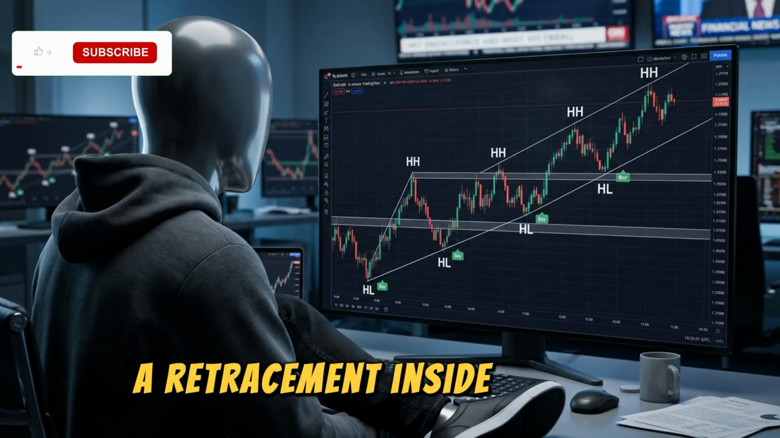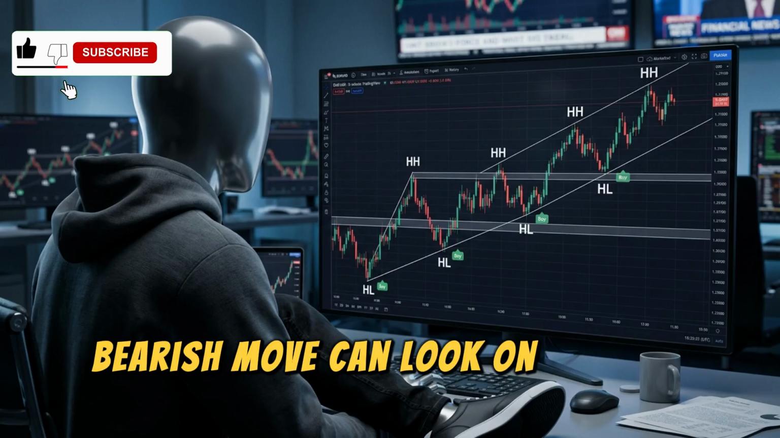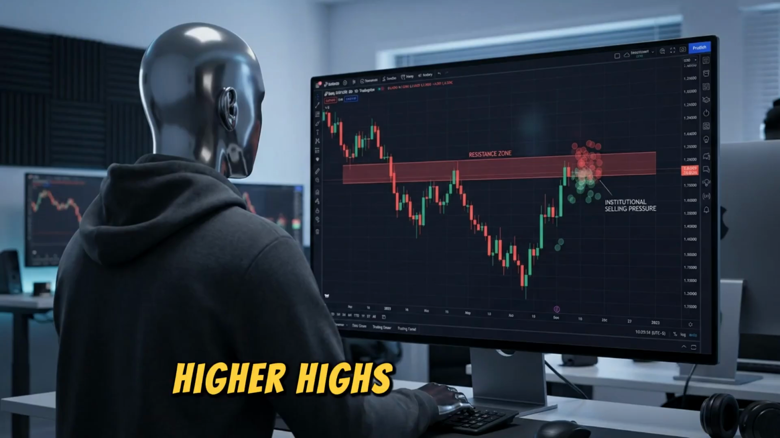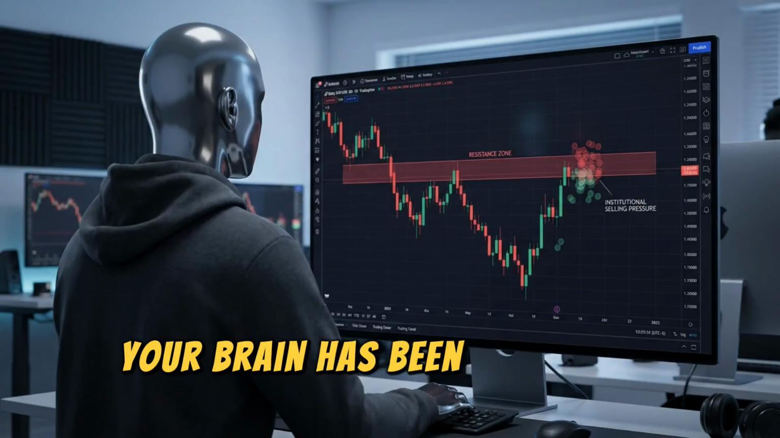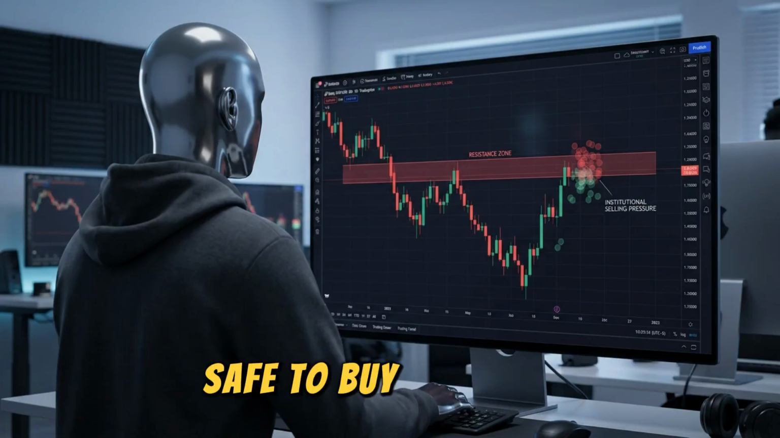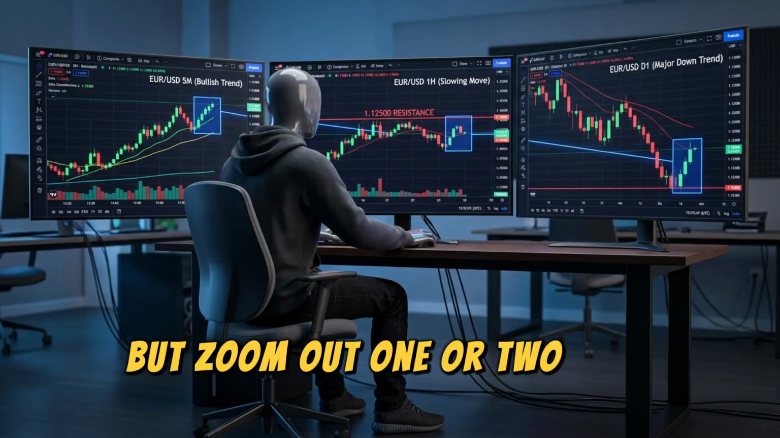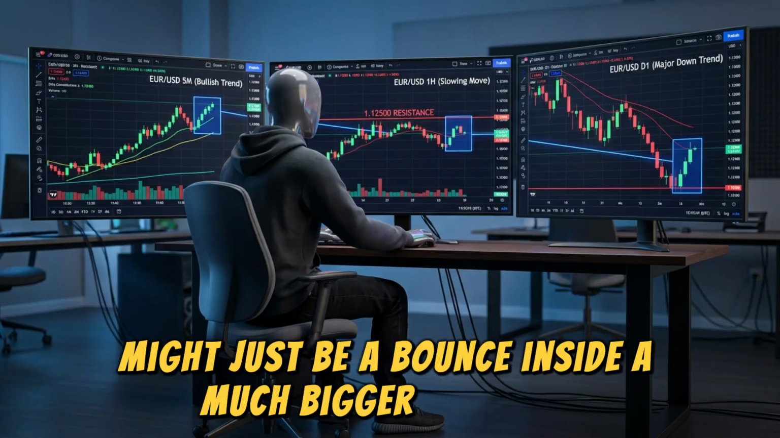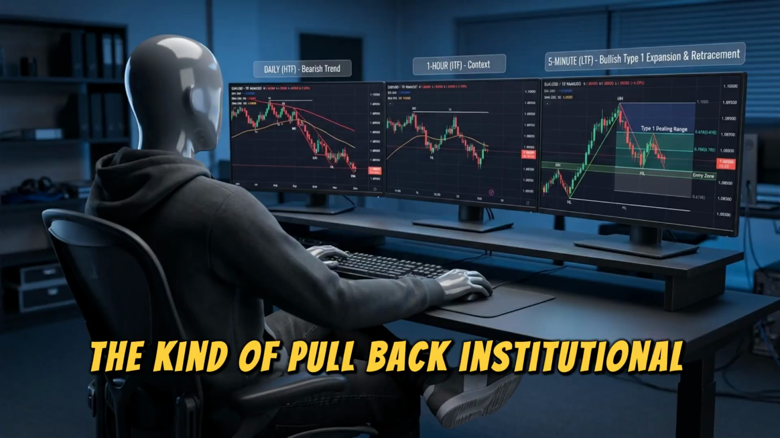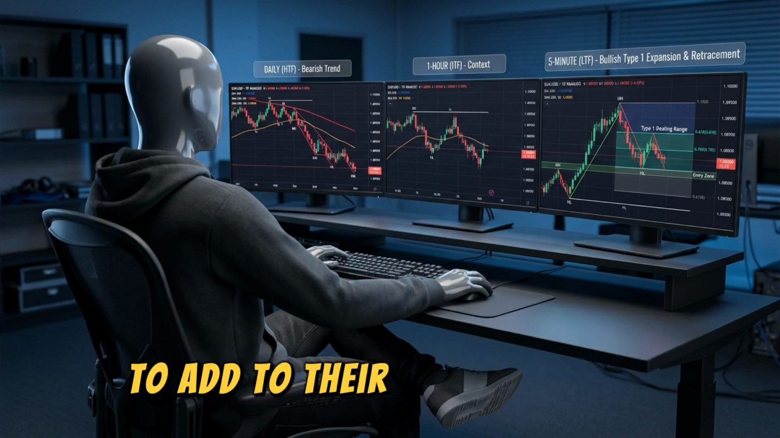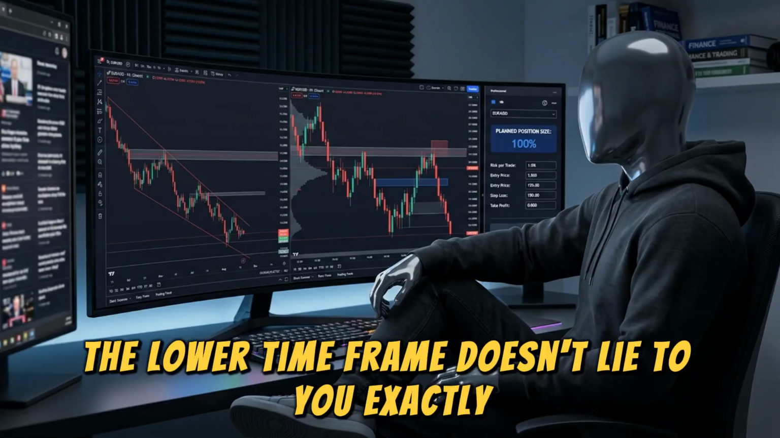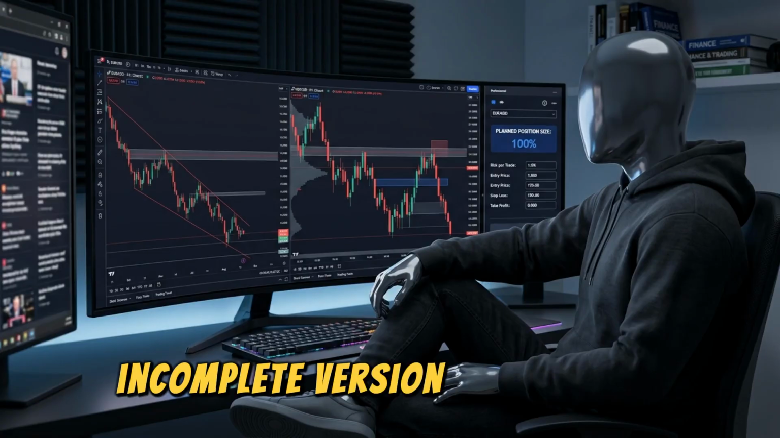A retracement inside a larger bearish move can look, on a lower time frame, exactly like the start of a fresh bullish trend. Higher highs, higher lows, clean structure. Every visual cue your brain has been trained to associate with safe to buy is present. But zoom out 1 or 2 time frames, and that same sequence of candles might just be a bounce inside a much bigger down leg, the kind of pullback institutional sellers are using to add to their short position at a better price. The lower time frame doesn't lie to you exactly. It just tells you a smaller, incomplete version of the truth.